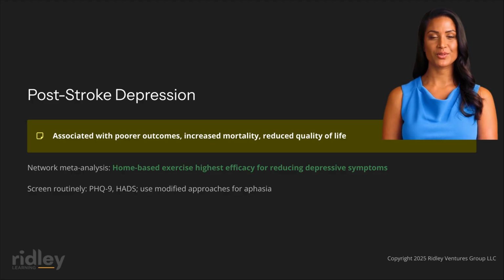Visual analog scales, observational rating instruments, and aphasia-friendly assessment tools enable depression screening in patients whose language deficits preclude standard self-report measures. The persistence of depressive symptoms despite optimization of rehabilitation and medical management should prompt referral for specialized psychiatric or psychological evaluation and treatment.